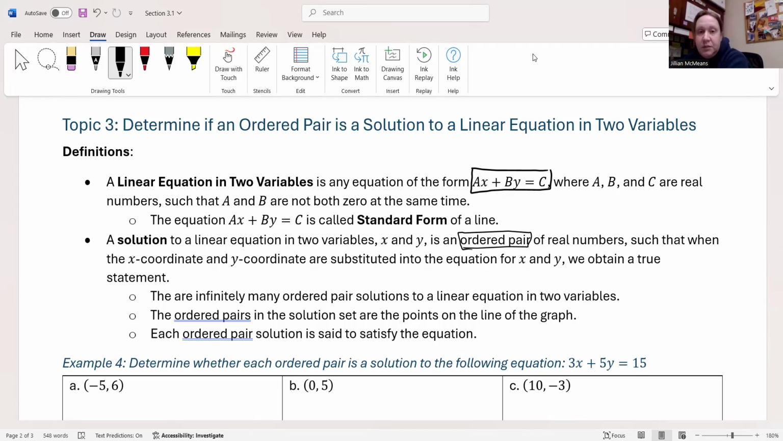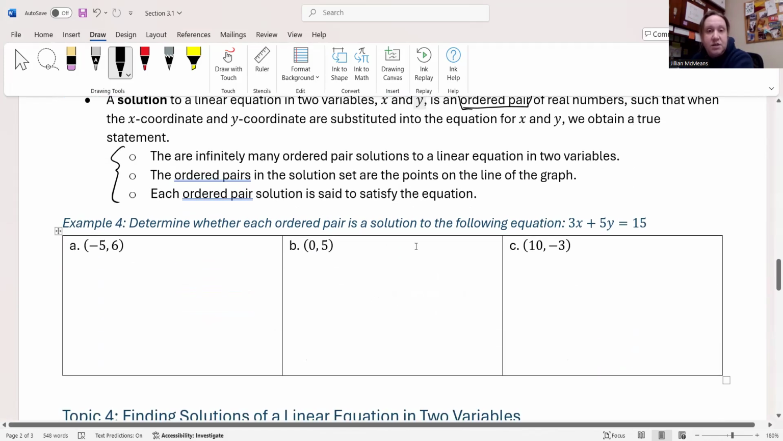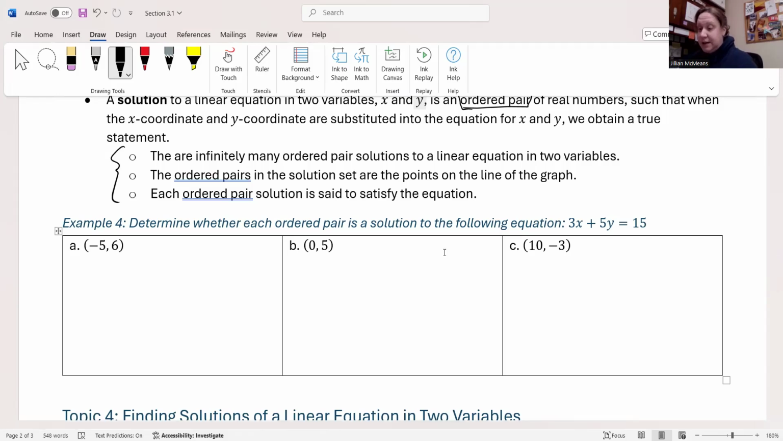Again, there are infinitely many ordered pair solutions to a linear equation in two variables. The ordered pairs in the solution set are the points on the line of the graph. Each ordered pair solution is said to satisfy the equation. These three pieces of information are pretty important, so make sure you read and understand what's going on here. Now, to get to the example for this topic, we have example 4. It says, determine whether each ordered pair is a solution to the following equation. We have the equation 3x + 5y = 15.